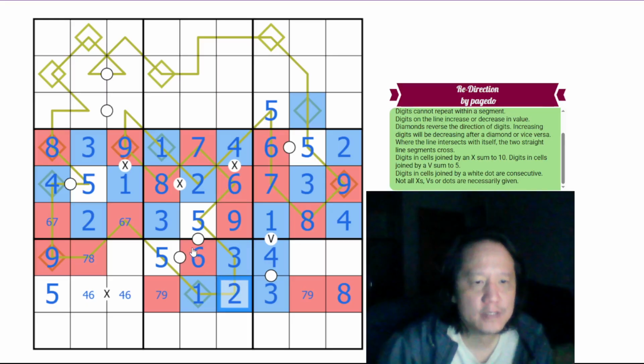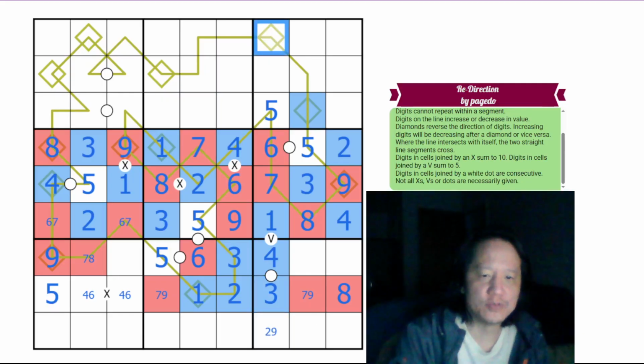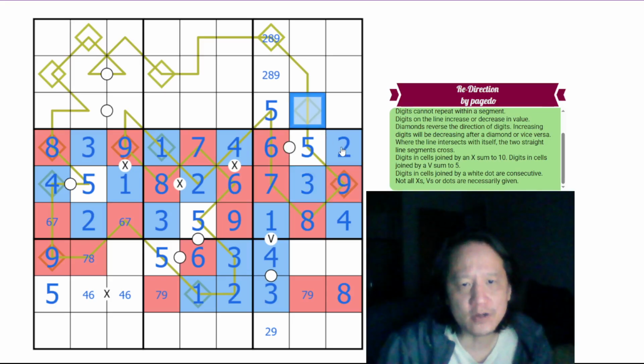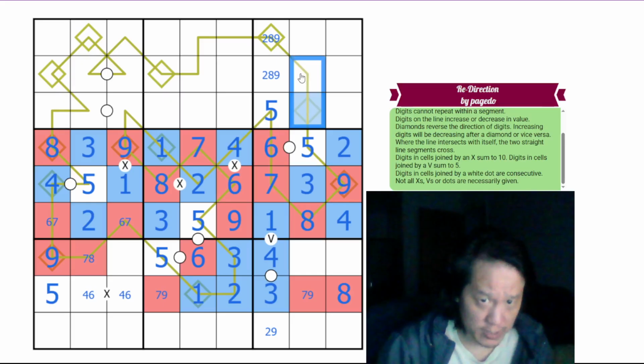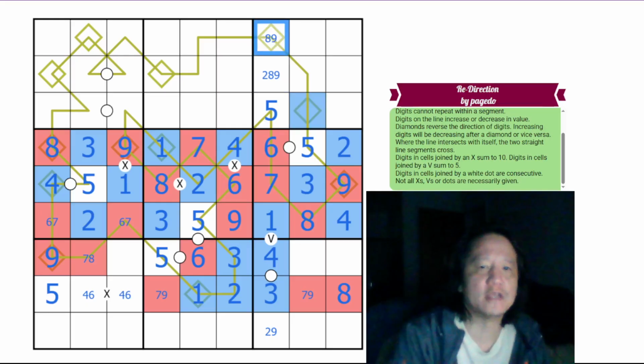Interesting. Let's see, where else do we go? Let's continue with column 7. We have 2, 8, and 9 remaining. This cannot be 8 here, so this is 2 and 9. So this is decreasing to here. If this were a 2, the problem is it doesn't have 2 digits smaller than it, which it would have to be, because it has to be increasing from here, because we swapped on a diamond. So this cannot be 2, this is 8 or 9 here.